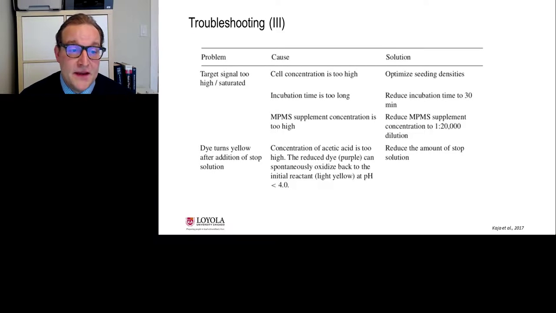Rarely, the dye might turn yellow after addition of the stop solution. This typically indicates that the concentration of acetic acid is too high. The reduced dye, which is normally purple for formazan, can spontaneously oxidize back to its initial reactant, which is light yellow, when the pH reaches levels lower than 4. You can reduce the amount of stop solution and, of course, easily test the pH after adding stop solution using a pH strip or pH meter, ensuring that the pH stays above 4.0.